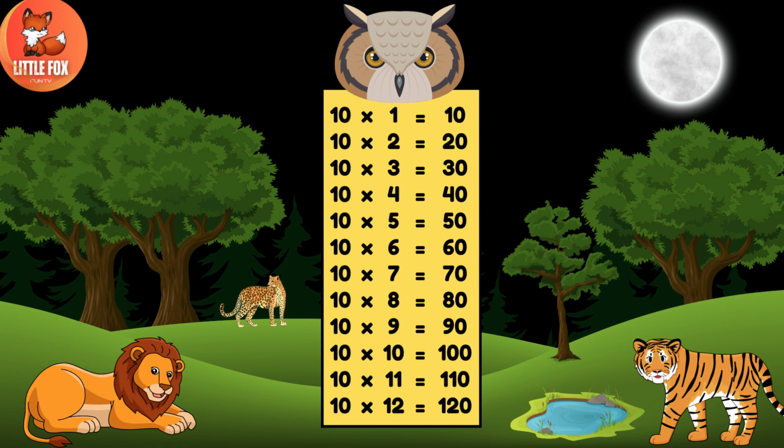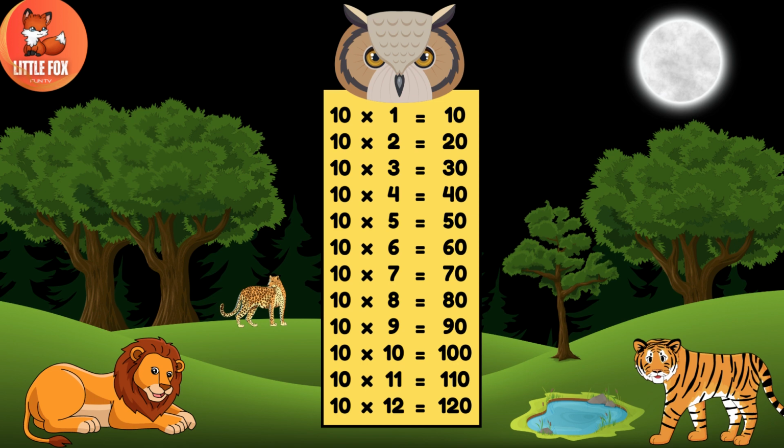10 multiply 5 is equals to 50. 10 multiply 6 is equals to 60. 10 multiply 7 is equals to 70. 10 multiply 8 is equals to 80.